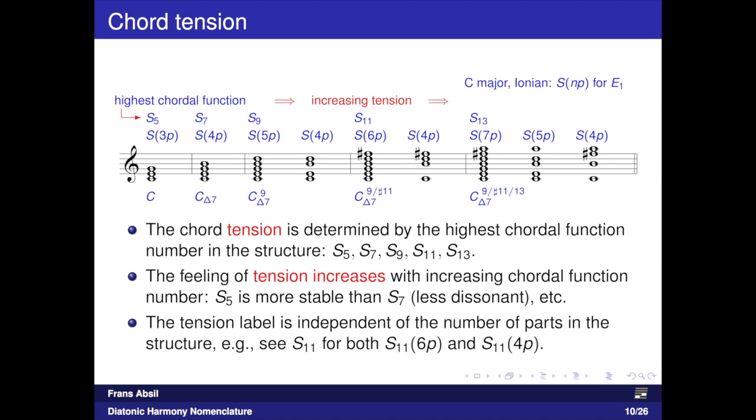Chord structures also have a certain tension, a feeling of a level of dissonance inherent with the chord. The tension is indicated by the highest chordal function in the structure. The staff shows a number of chords that we may build on the tonic degree, the C in C major. On the left we see the triad structure, the S5, a three-part chord. And on the right we see chords that contain the chordal function 13, which is in this case the submedian degree, the A.